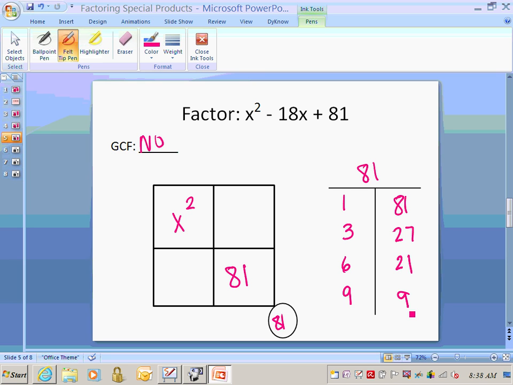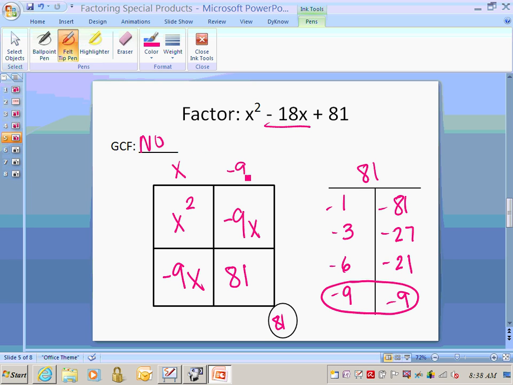9 and 9. And they're positive 9, positive 9? No, negative. All of these are negative, right? They multiply to give you a positive, but they add to a negative. So I've got to make them both negative. So my answer would be... good.